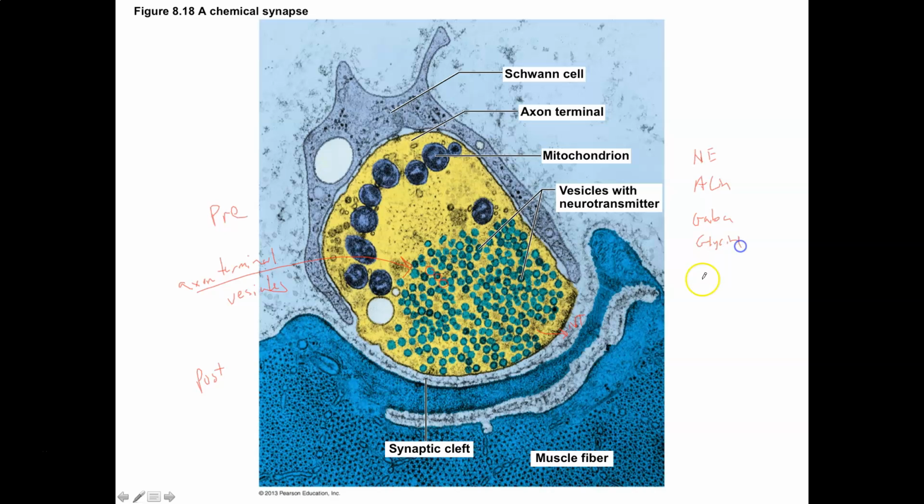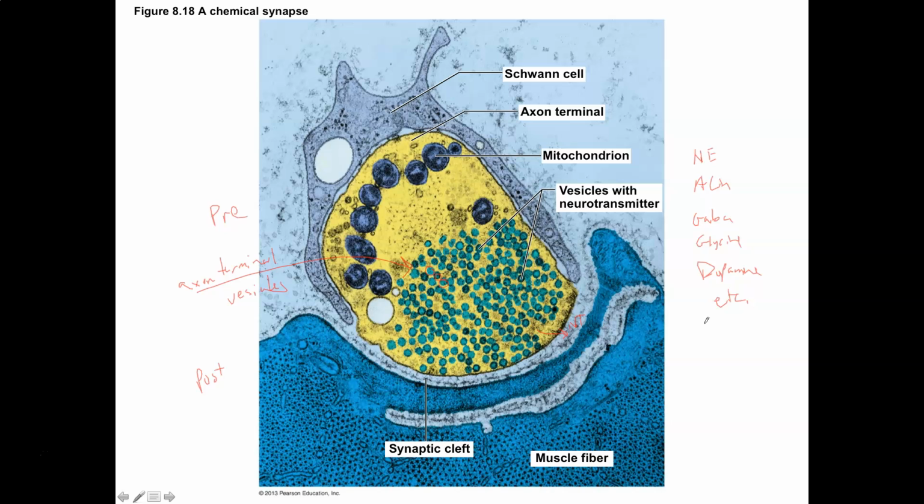glycine, dopamine, etc. These are all different kinds of neurotransmitters, and they all can be involved in these chemical synapses. So whereas an electrical synapse is using gap junctions, a chemical synapse is utilizing the neurotransmitter chemicals to communicate from the presynaptic cell to the postsynaptic cell.